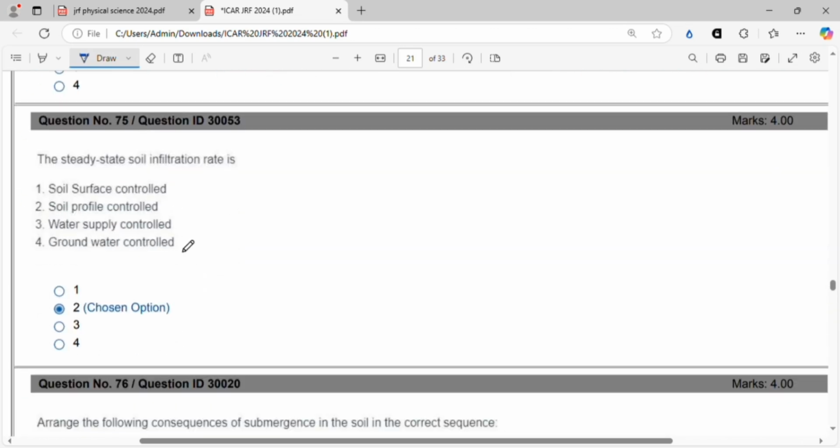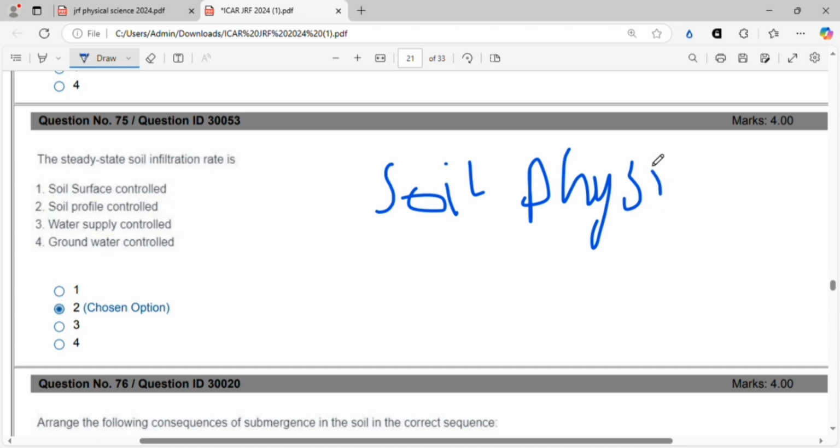The steady state soil infiltration rate is another question from soil physics, particularly from soil water. Even if you have read soil water thrice, you have to read it another 3 times to make it extremely clear, because soil water fetches lots of questions in any examination. So the answer will be that the steady state soil infiltration rate is soil profile controlled, because the steady state infiltration rate is not affected by anything else.